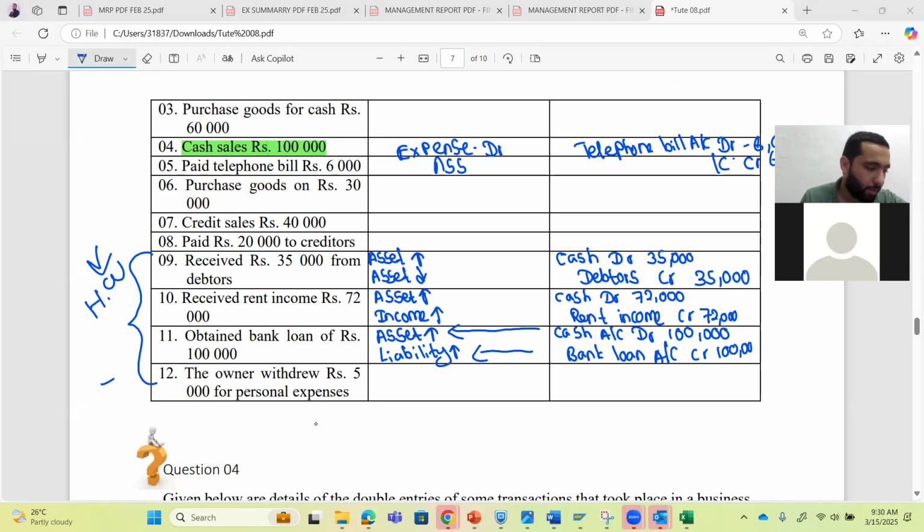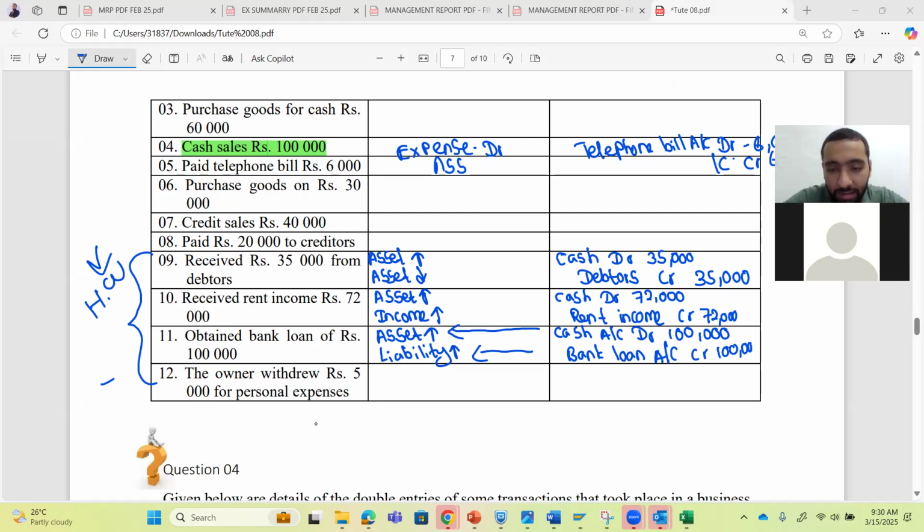Now, how to record this? What are the items that are affecting in the elements of accounting? The 5 elements of accounting. First, we have to identify that. That is the first step. Can someone please tell me what are the elements of accounting that are effective?